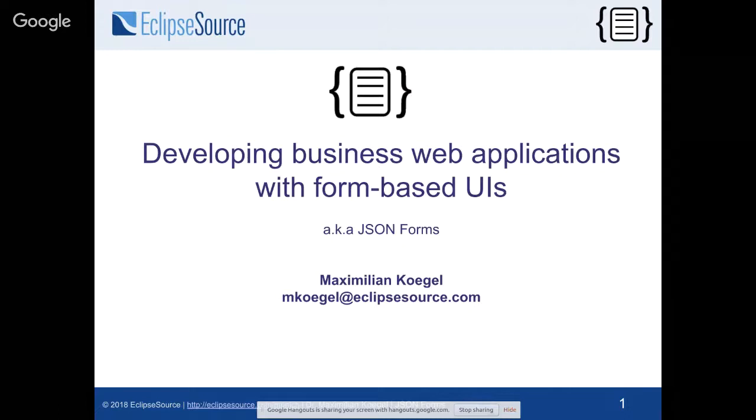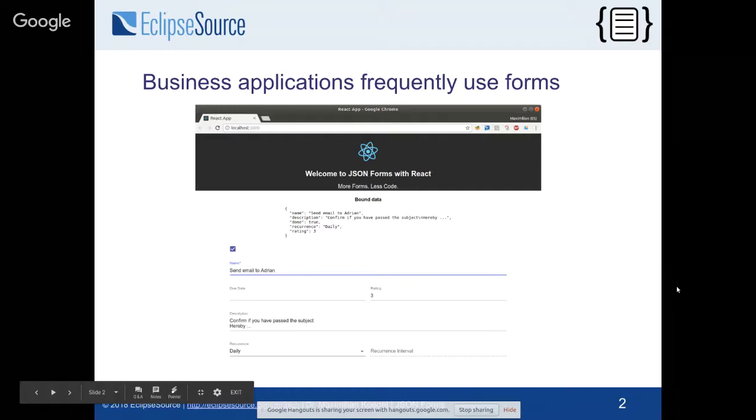So the topic for today is developing business web applications with form-based UIs. And I'm going to look at a particular framework to do that, which is part of the EMF Forms project at Eclipse. And the framework is called JSON Forms. Before we dive into the technical details on that, let me first start with the problem that we're trying to solve with that framework. So in many business applications, you have a lot of data, and that data is frequently edited or viewed in forms, such as the form that you can see below here.